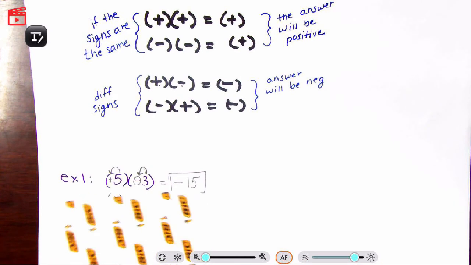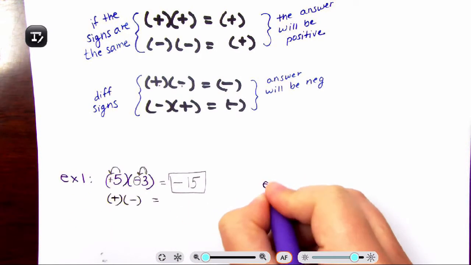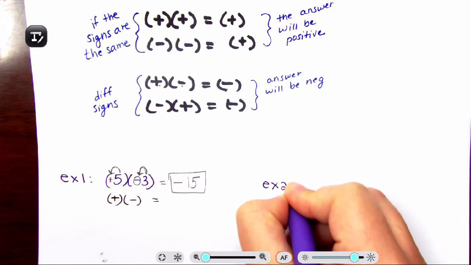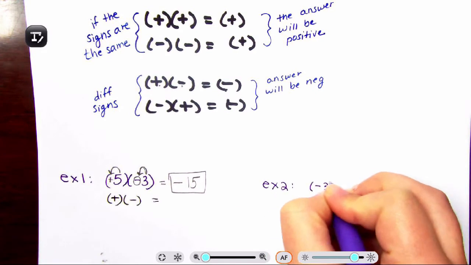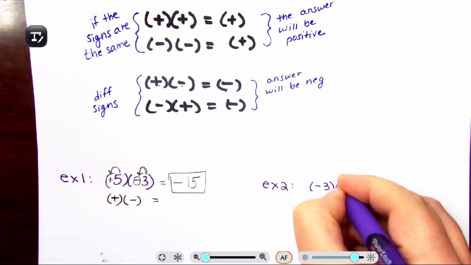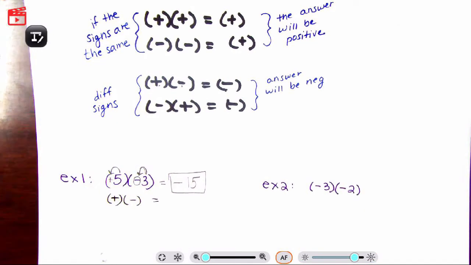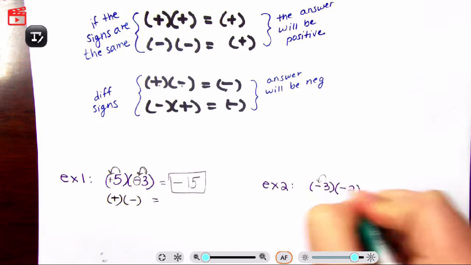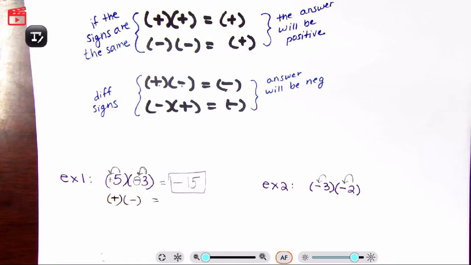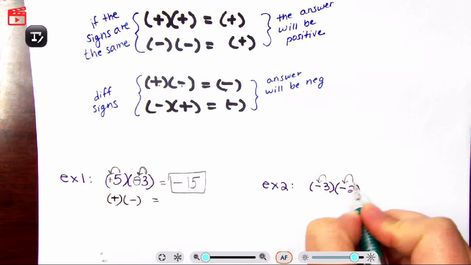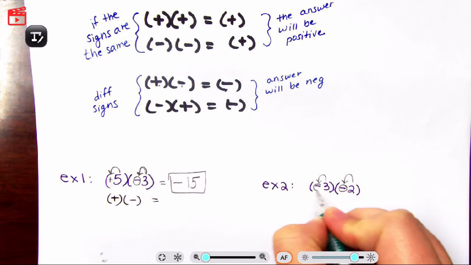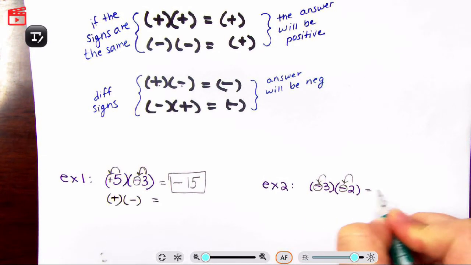Let's try another example and we'll do the same method. Example 2. Let's say I have negative 3 times negative 2. Look at the sign in front. If you have one negative, then that means your final answer is negative. If you have 2 negatives, your final answer is positive, okay? So I have one negative here, and one negative here. So here's a negative, here's a negative. The answer will be positive.